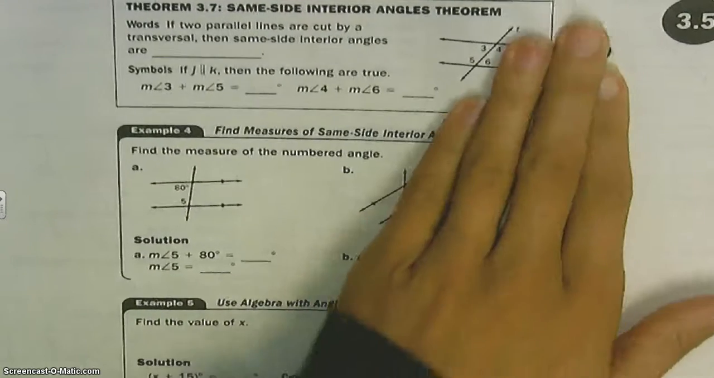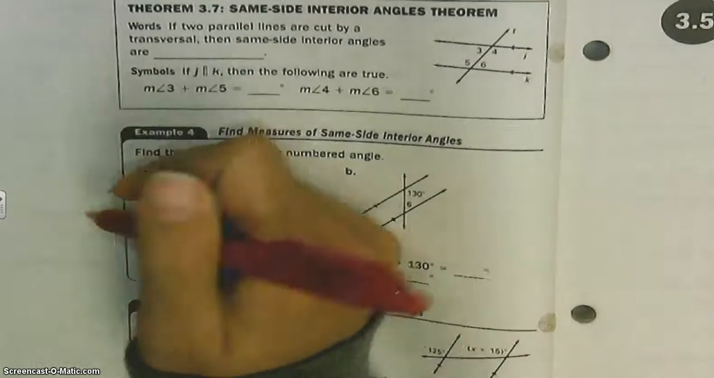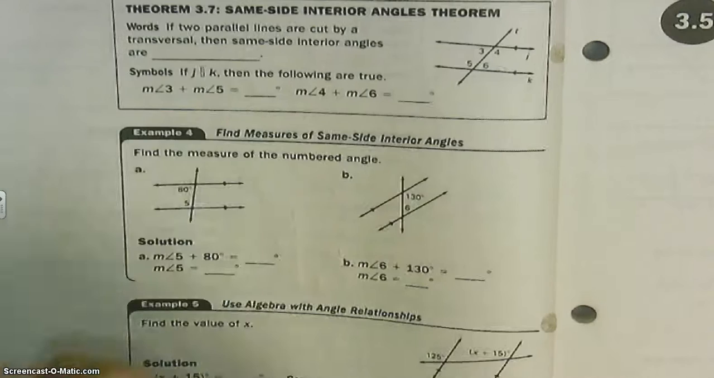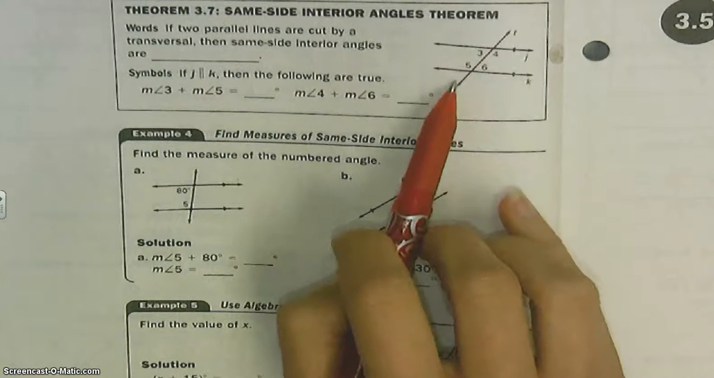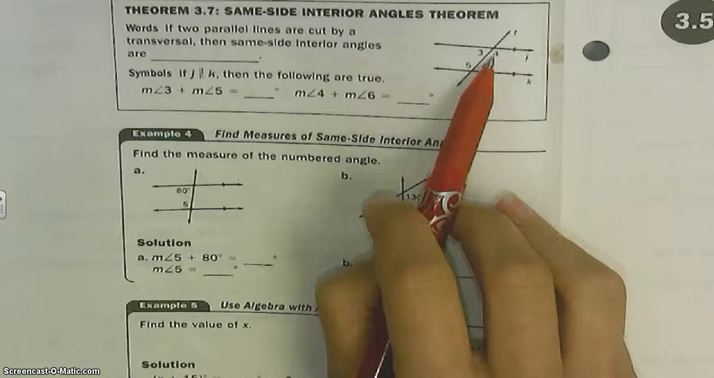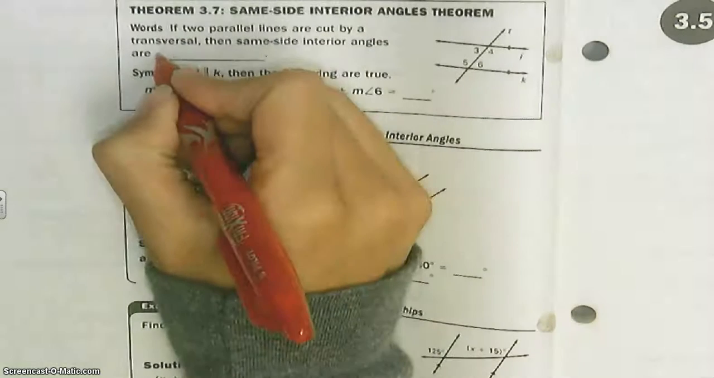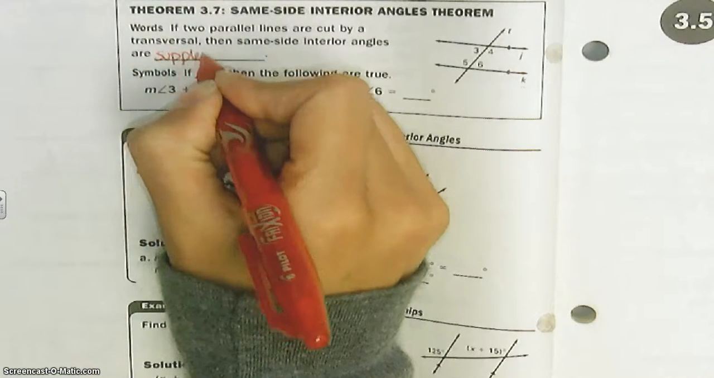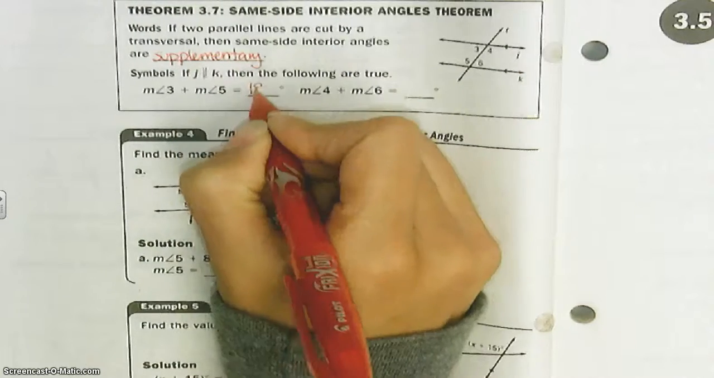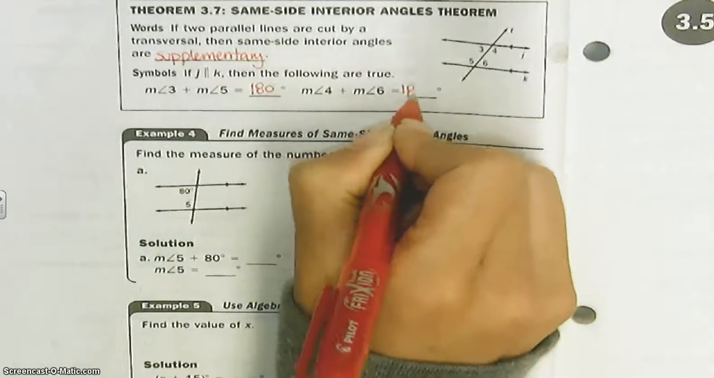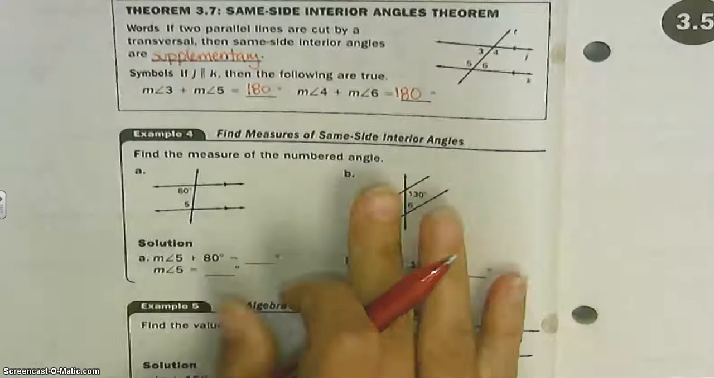Same side interior. Now these are the special ones. This is different than all of the others. If two parallel lines are cut by a transversal, the same side interior angles are supplementary. If you remember, supplementary means together they make 180. So this is the special one.